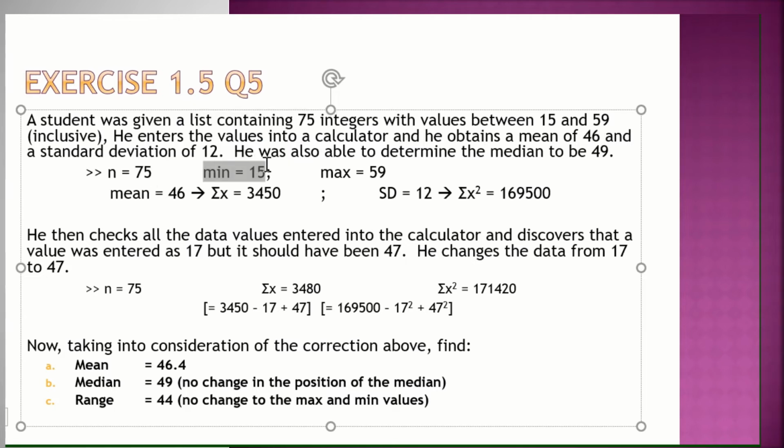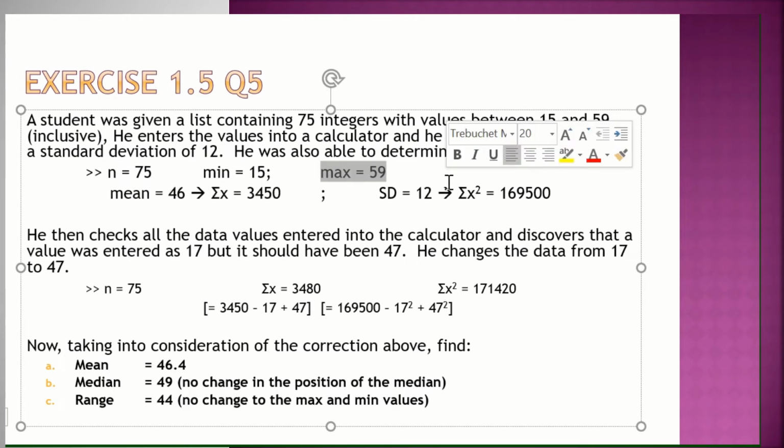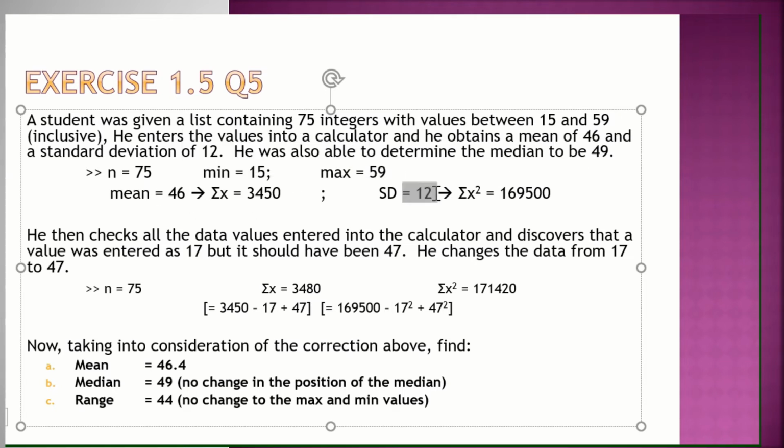Minimum value is 15. Maximum, always write down what you read, so it's easier for you to see. When you see it as too many words, you can get confused. He obtains a mean which is 46 and a standard deviation which is 12. So now what can you extract from here? If my mean is 46, my sigma x must be 46 times 75, which is this. My sigma x squared must be mean squared plus, that means 46 squared plus 12 squared, the whole thing times with 75 is this.